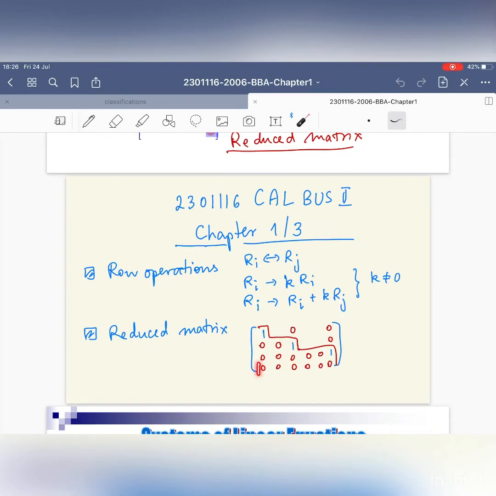And then if you have all 0 elements in the row, it must be at the bottom. And your 1s, as you go down, must be on the right of each other. As you go downward, it must be on the right of the one previously.